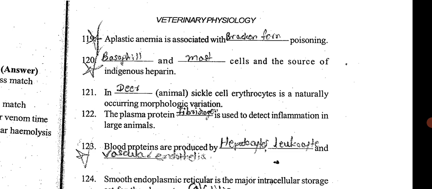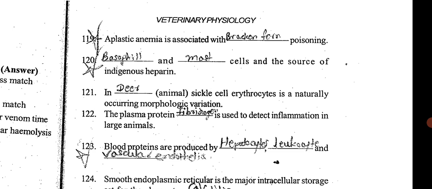In deer, the normal shape of red blood cells is sickle shaped, whereas sickle shaped cells in humans may lead to sickle cell anemia, a disease. So sickle cells in red blood cells of deer are a normal phenomenon. Their normal cells are sickle shaped, and deer sickle cell erythrocytes are a naturally occurring morphological variation.